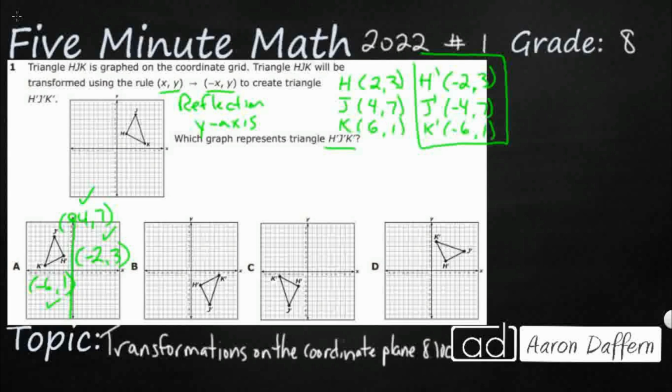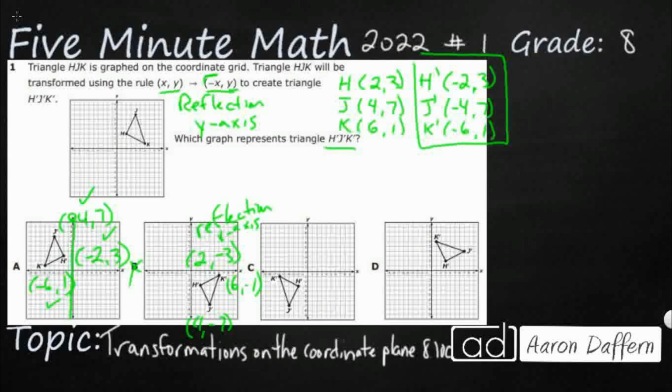All right, so my H is going to be 2, negative 3. Oh, nope. They made the y negative, but the y stays positive. It's the x that needs to be negative. My J is 4, negative 7. And my K is 6, negative 1. Nope. So they reflected this across the x-axis. Reflection, but this is on the x-axis. So right idea, wrong axis.